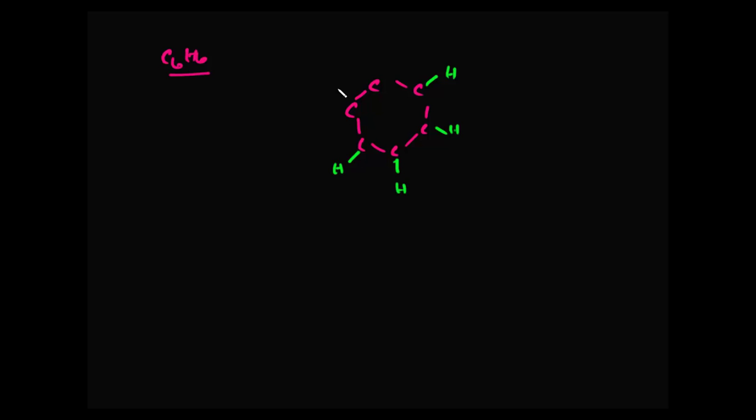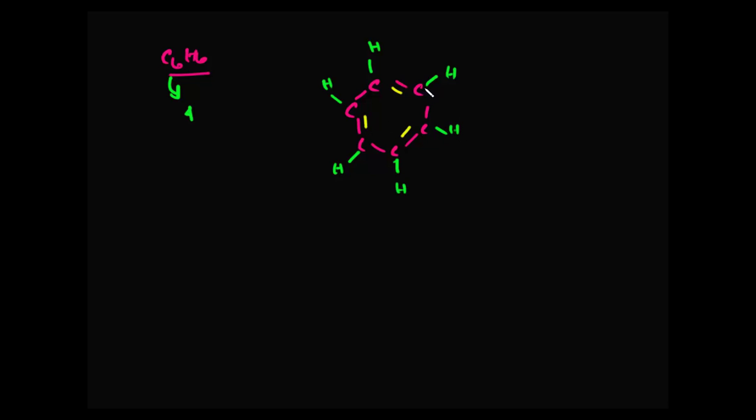Okay, now check the valency of carbon. We know the valency of carbon is 4, but in the structure of benzene we will find the valency of each carbon is 3 here. So if we have to fulfill this requirement of valency 4, then we have to put a double bond in alternative positions. So this is the actual structure of benzene.